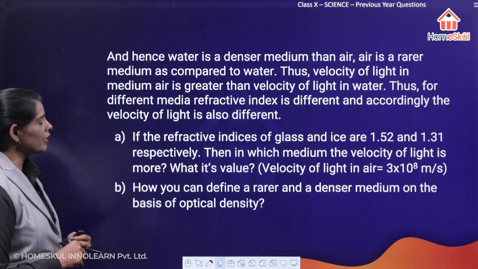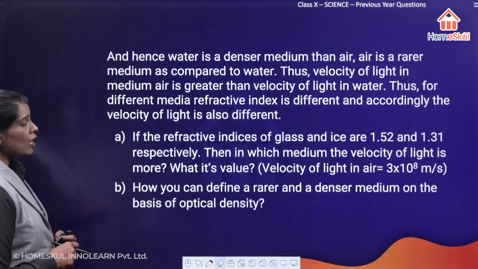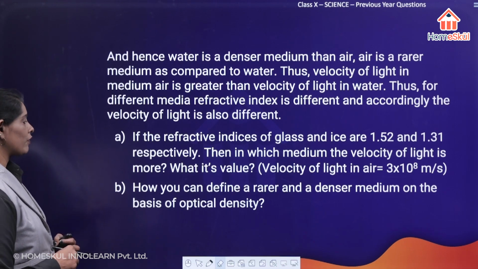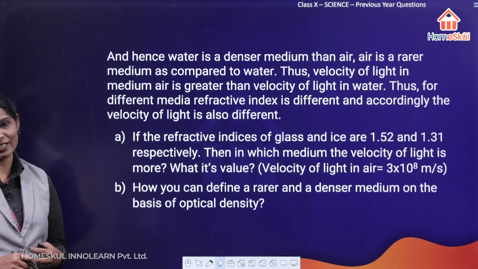So, this was the passage given. Now, let's see what the questions that follow are. A. If the refractive indices of glass and ice are 1.52 and 1.31 respectively, then in which medium is the velocity of light more and what is its value?